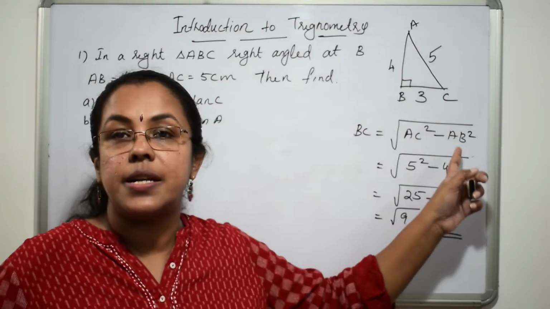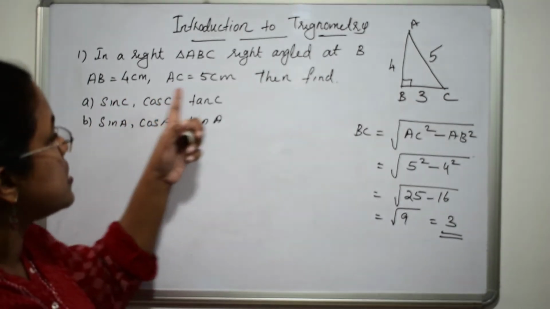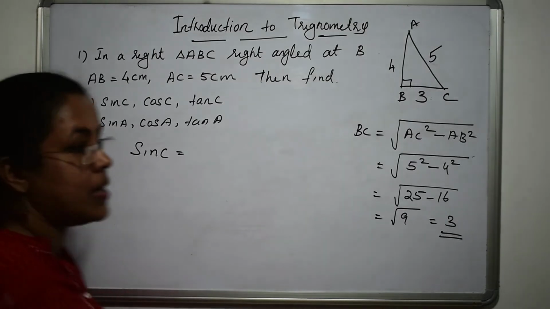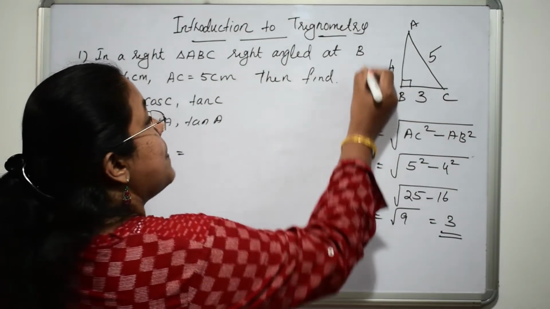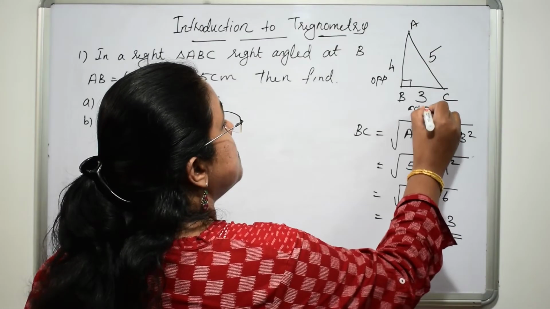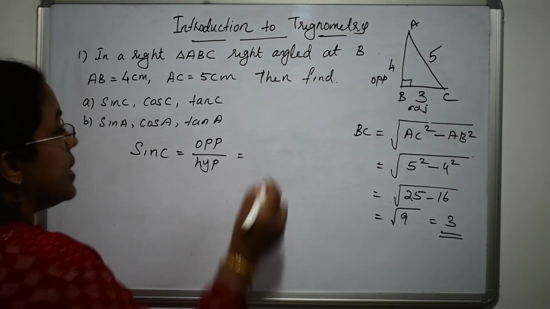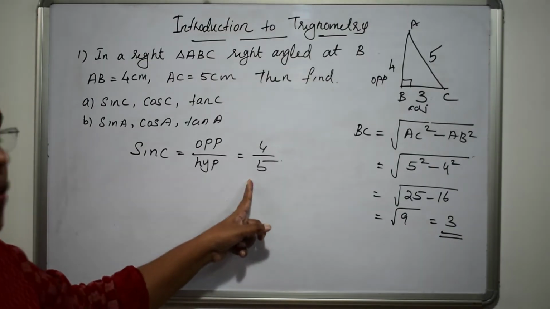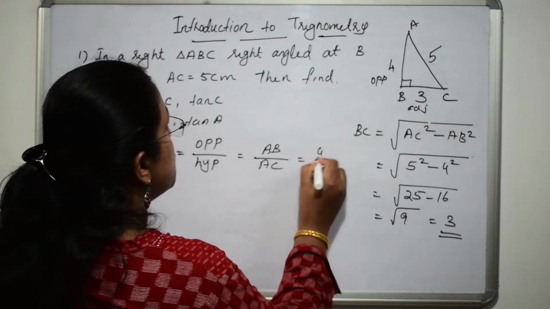Now we get all the three sides. We will be able to write the trigonometric ratios. First of all, we have to write the trigonometric ratios: sin C, cos C, tan C. Means write the ratios with respect to C. Sin C. First of all, what to remember is, what is sine? Sine is opposite side by hypotenuse. With respect to C, opposite side is AB and adjacent side is BC. Hypotenuse is AC. For the beginners, you have to write it first. Opposite side by hypotenuse, AB by AC, that is equal to 4 upon 5.